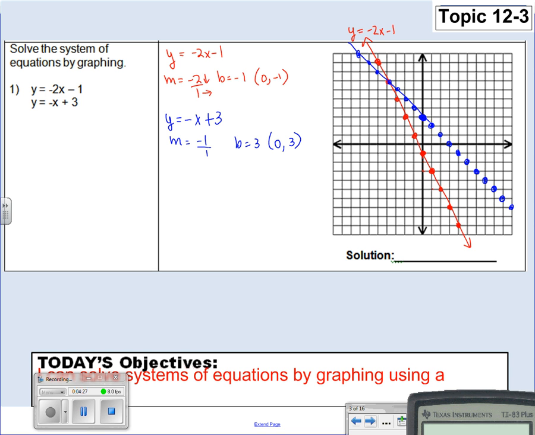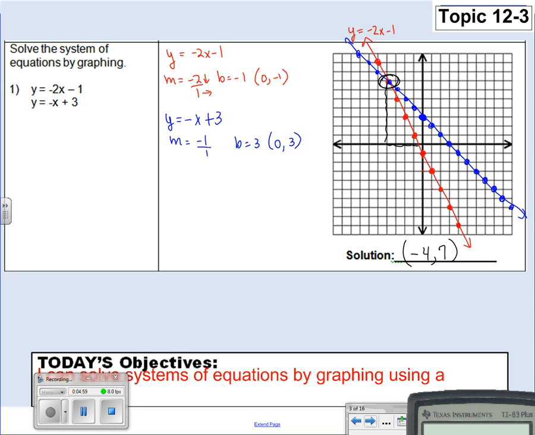As we connect those dots, we can now see the point where they both have the same point in common. This point is when x is 1, 2, 3, 4 to the left, so that's a -4, and then 1, 2, 3, 4, 5, 6, 7 up, so it's a positive 7. So our solution is (-4, 7). That is the point that is in both lines.